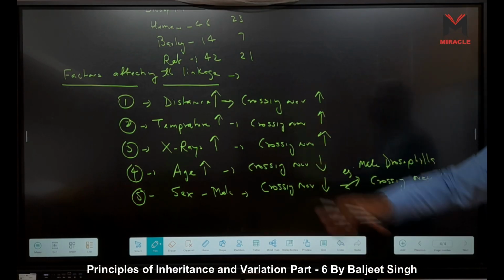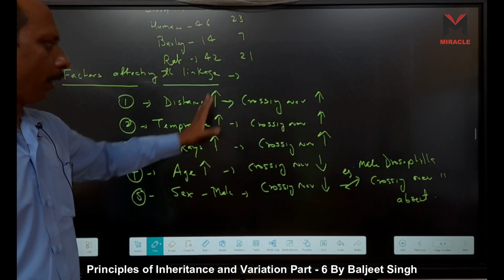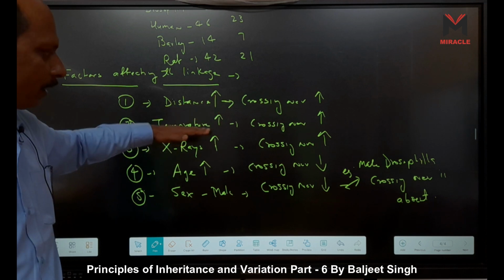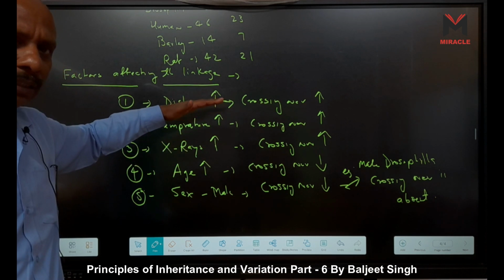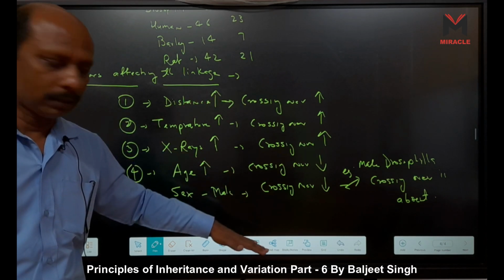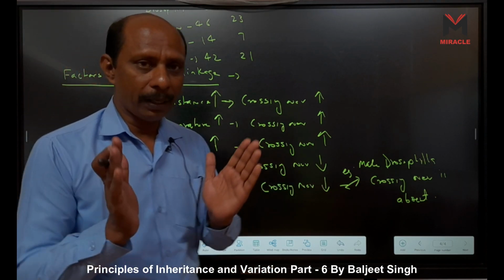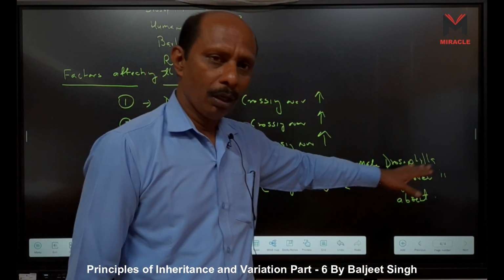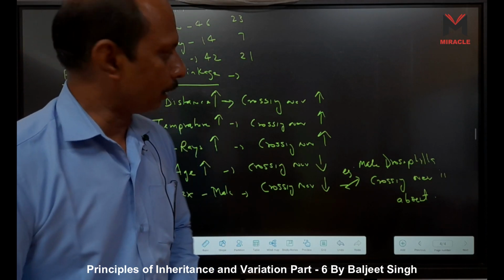So these are the factors which affect the linkage, right? Distance increase means linkage strength is decreased. Temperature increase means linkage strength is decreased. X-rays mean linkage strength is decreased. But when age is more, linkage strength is increased. In male case, what happens? These linkages are very near, distance is very less, so no crossing over is there. No crossing over means there is no effect on linkage groups.